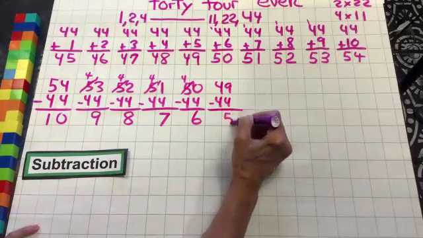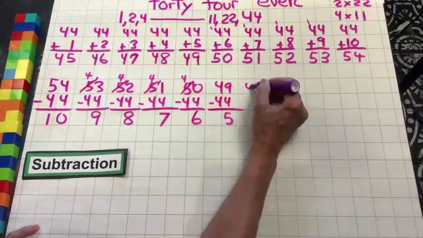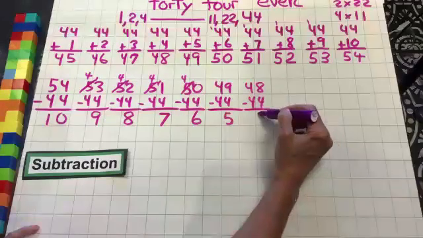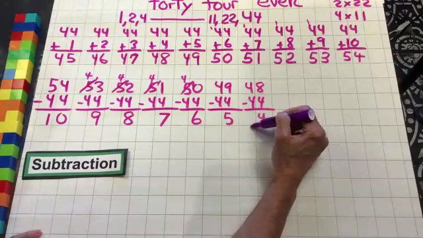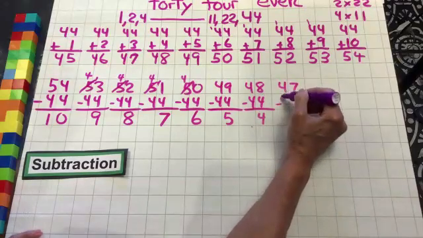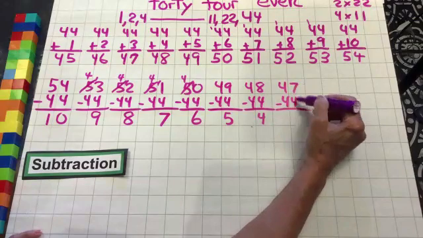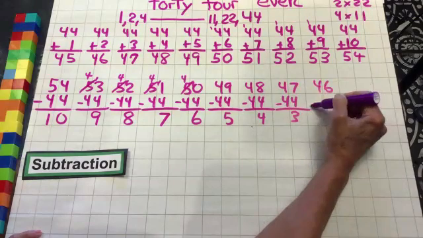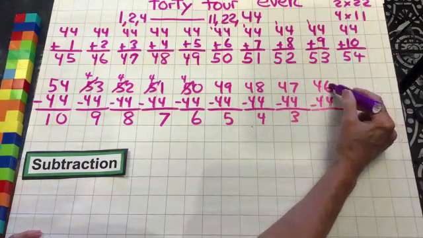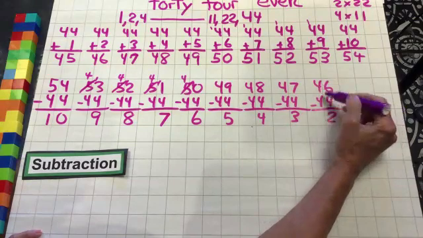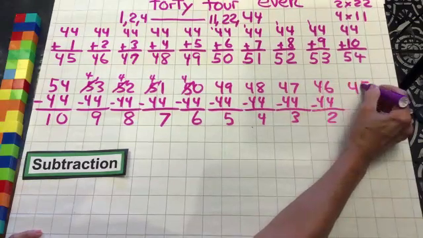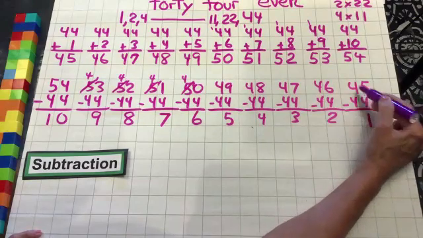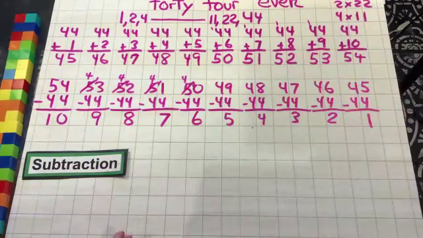9 minus 4 is 5. 4 minus 4, nothing. 48 minus 44. 8 minus 4 is 4. 4 minus 4 is nothing. 47 minus 44. 7 minus 4 is 3. 4 minus 4, nothing. 46 minus 44. 6 minus 4 is 2. 4 minus 4, nothing. 45 minus 44. 5 minus 4 is 1. 4 minus 4, nothing. So there's our subtraction.